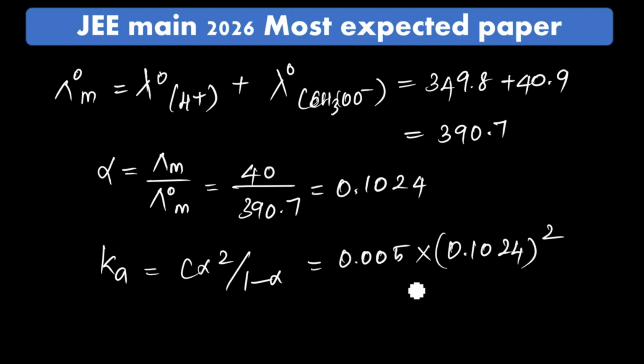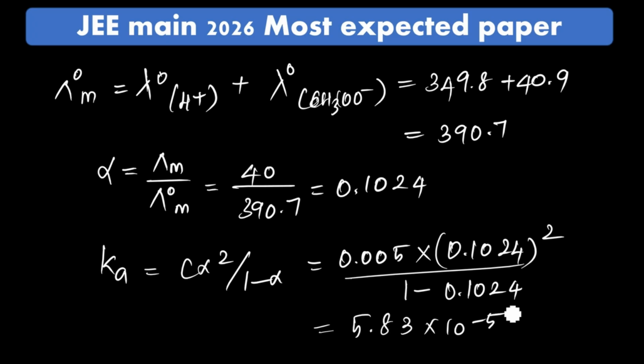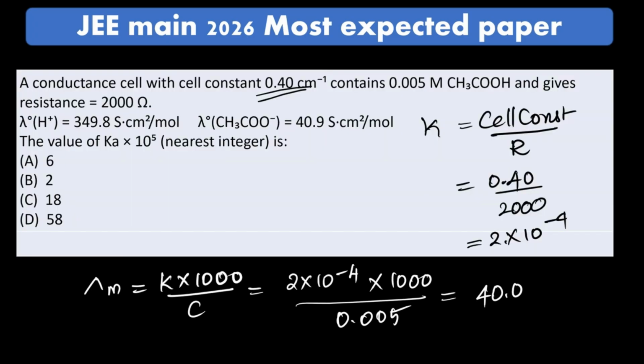Now calculate Ka. Ka is C alpha square by 1 minus alpha, where 0.005 is the concentration and 0.1024 is the alpha value. So 0.1024 square by 1 minus 0.1024, which comes out to be 5.83 into 10 to the power minus 5. So let's check the answer. It's approximately 6 into 10 to the power minus 5, they are asking only approximately 6.